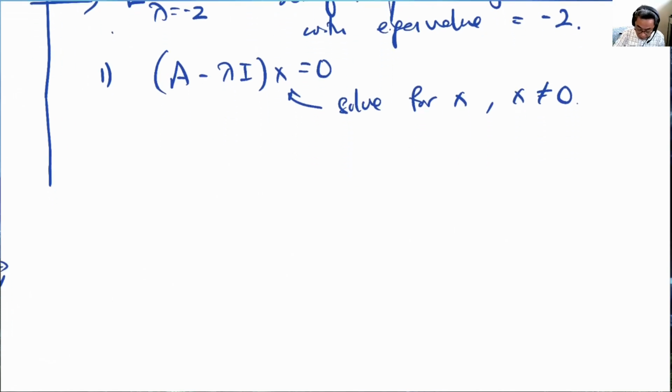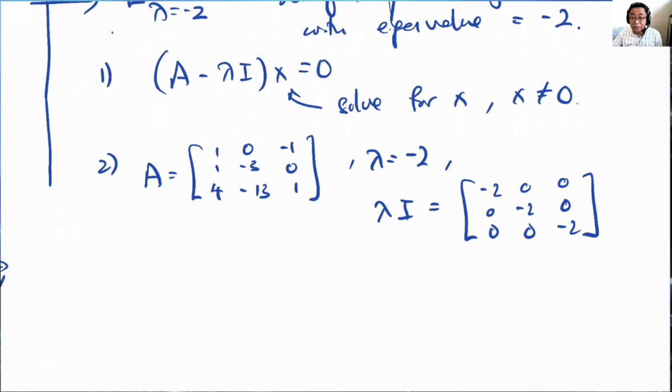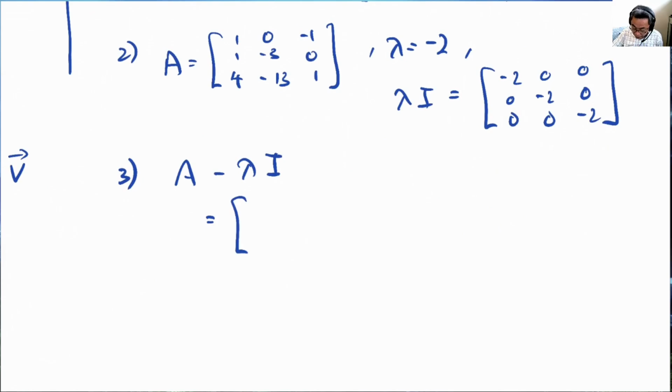And to do that, we begin by stating what is A. Let's write A first. Lambda equals minus 2. Lambda I is equal to this 3 by 3 matrix here. And then we are going to now write A minus lambda I. What we get is equal to 3, 1, 4, 0, minus 1, 1, 3, minus 1, 0, 3. This matrix you should check. It is definitely singular. The rank is 2.